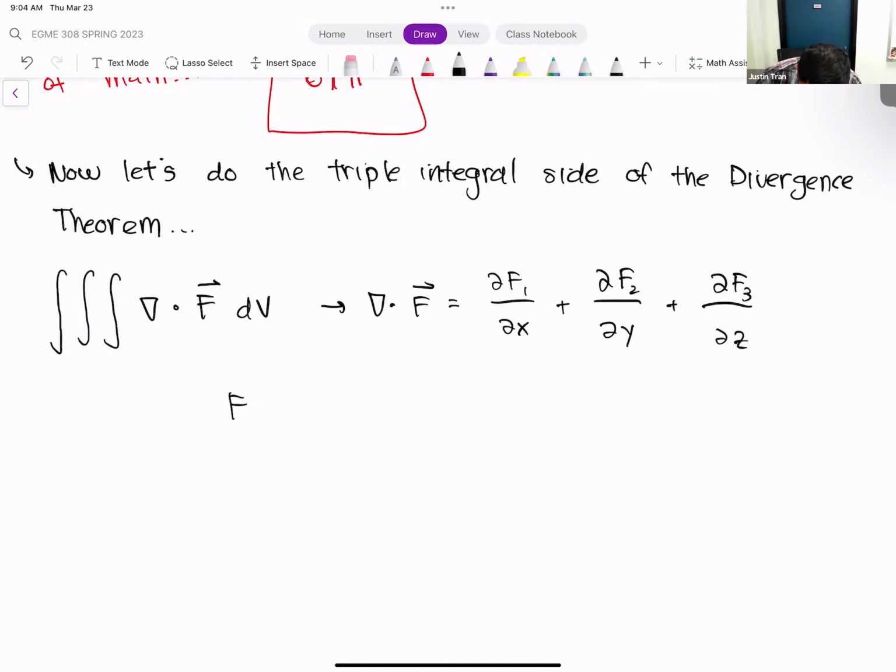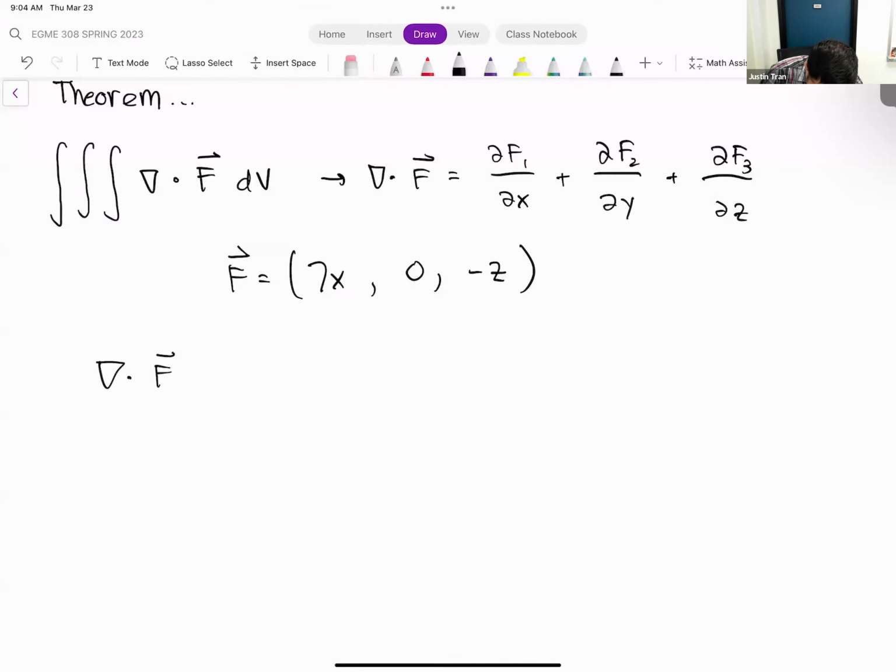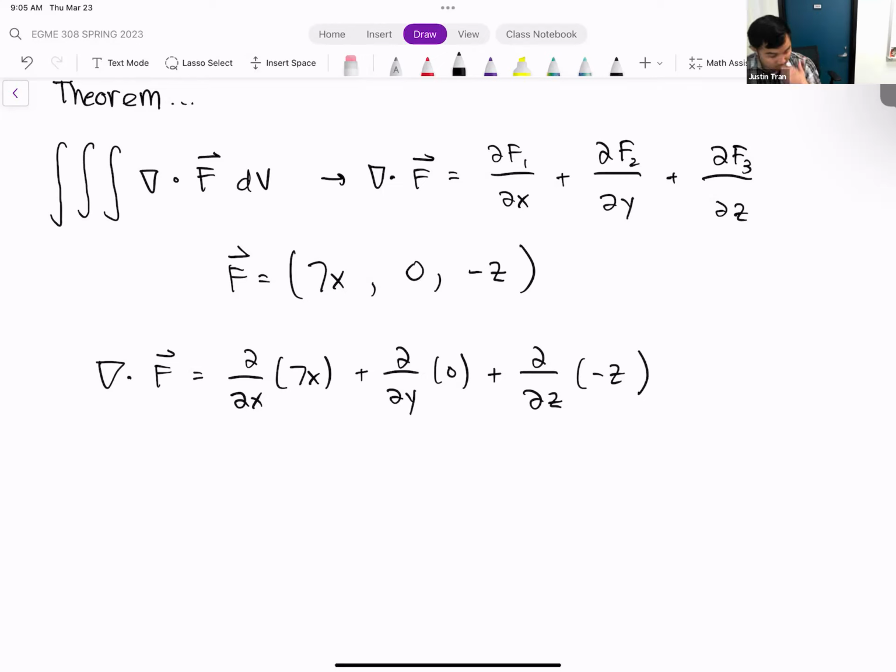Okay. So let me go ahead and write down F again here, just to remind you. So F in this problem is 7x, 0, minus z. Okay. So let's go ahead and compute the divergence. We're going to have partial x of 7x plus partial y of 0 plus partial z of minus z. This ends up being pretty nice. Partial x of 7x is just going to give us our constant 7. Partial y of 0 is just 0. And then we have partial z of minus z, and so that's going to be a minus 1.